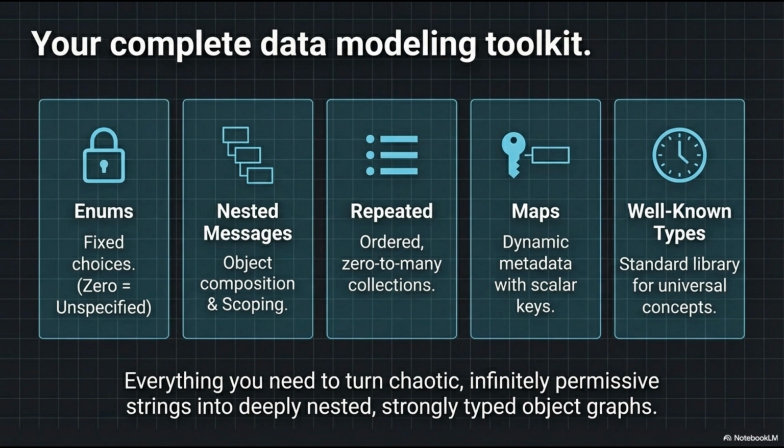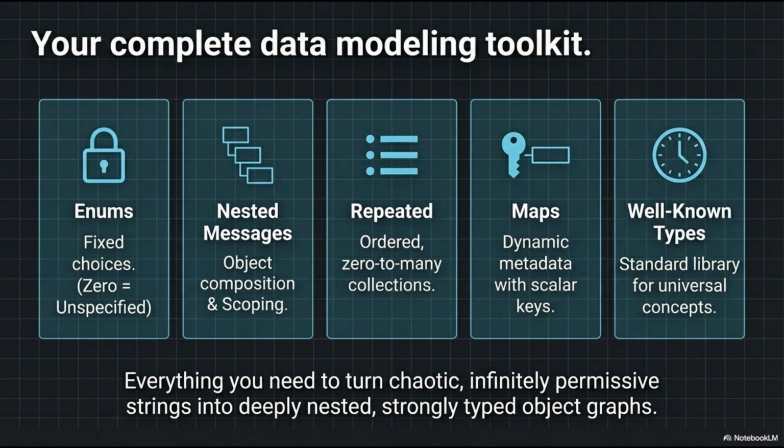So what does this all mean? Let's zoom out and summarize. You, listening to this, you now have a highly mature vocabulary for defining data. You're not just writing generic strings anymore. Right. You have enums complete with the zero-value rule to lock down specific choices and avoid those string typos. You have nested messages with proper scoping to build deep, complex objects instead of relying on fragile regex parsing. You have repeated fields and maps, constrained safely for the wire to handle your lists and dictionaries. And finally, you have a built-in standard library of well-known types to tackle universal headaches like time and duration.